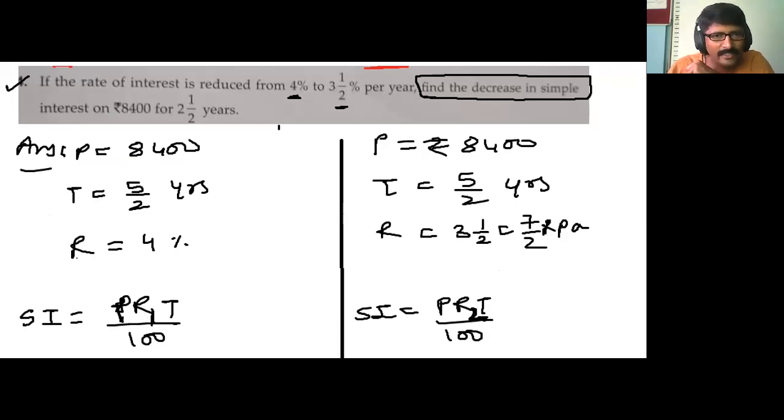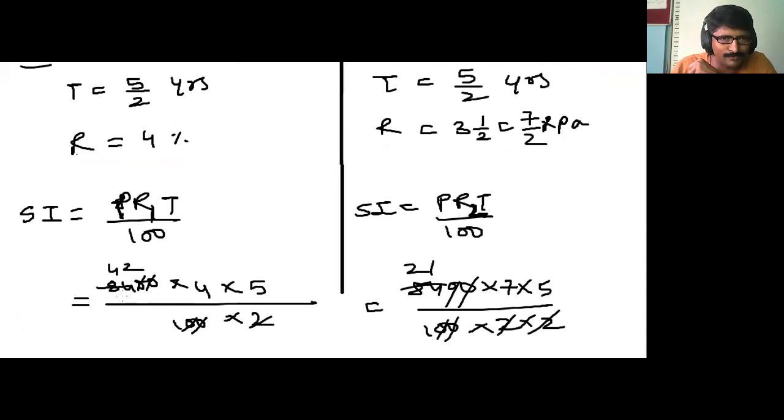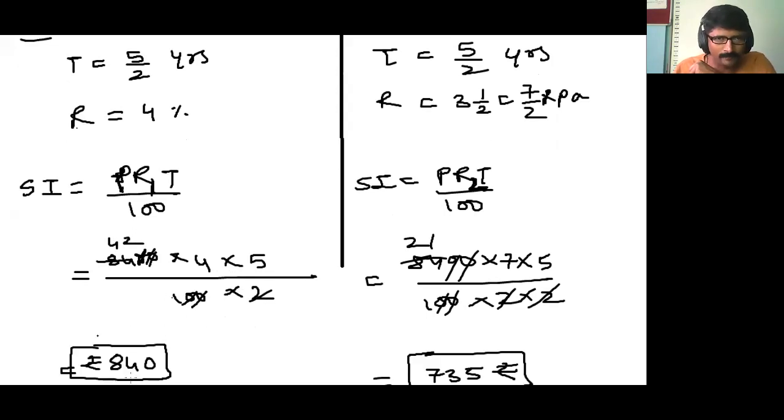So how will we do the calculation? That is 8,400 into 4 into 5 upon 100 into 2, because time is 5 upon 2. Once you do these calculations, 2 zeros will get cancelled with these 2 zeros, and the 2 will get cancelled with the 84, which will become 42. 42 into 4 into 5, we're going to get rupees 840.